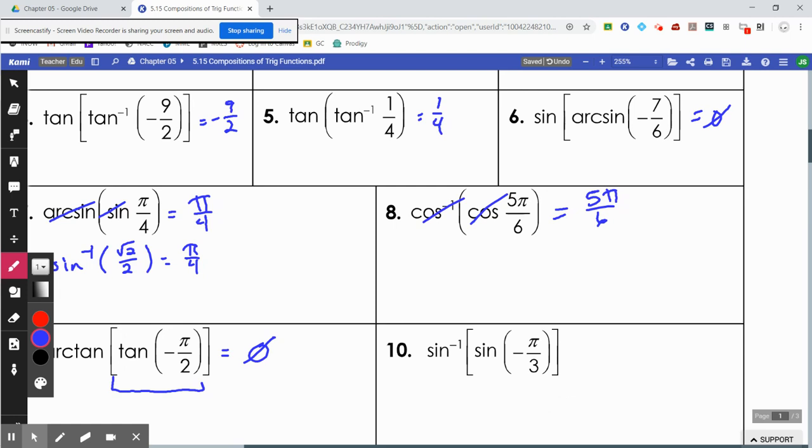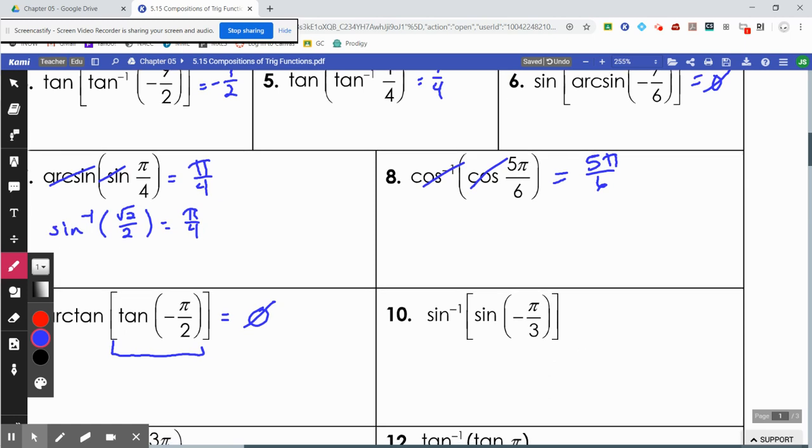And then finally, the inverse sine of the sine of -pi over 3. Again, we have to remember what the domain and range is for inverse sine. As long as, when we're dealing with sine, this is between -90 and +90, these two values will undo each other. So we do get -pi over 3 there.